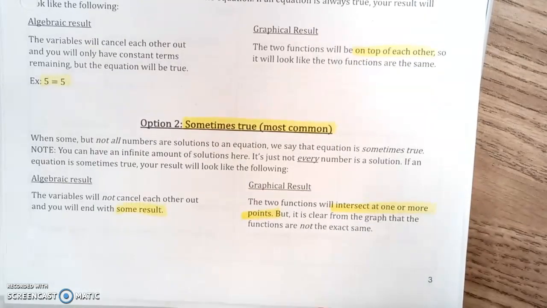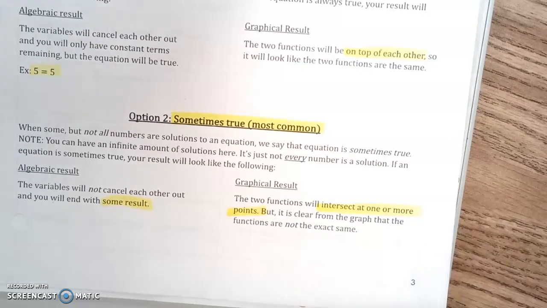All right. Option 2 is when it is sometimes true, and this one is most common. When some, but not all numbers are solutions to an equation, we say the equation is sometimes true. Note, you can have an infinite amount of solutions here. It's just not every number is a solution. If an equation is sometimes true, your result will look like the following.